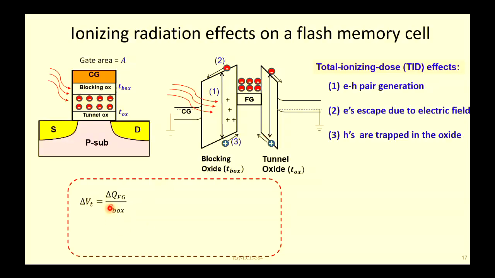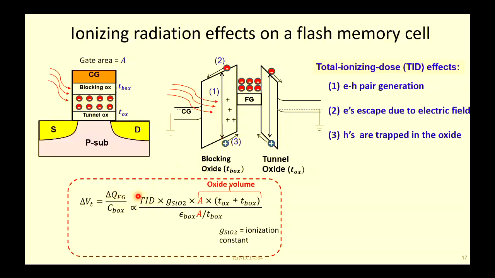Okay, so let's look at this equation then: how the threshold voltage shifts based on radiation amount. The change in floating gate charge will be directly proportional to how many holes are generated, or what the ionization constant is. The loss in floating gate charge, delta QFG, is the total dose, the ionization constant of the oxides, and the volume of the oxide.